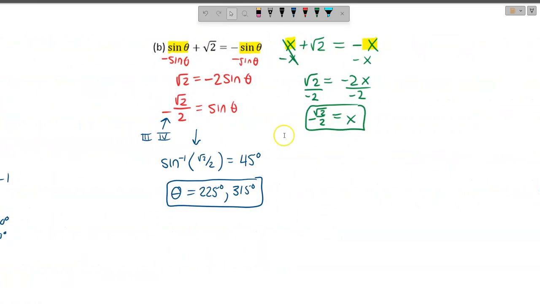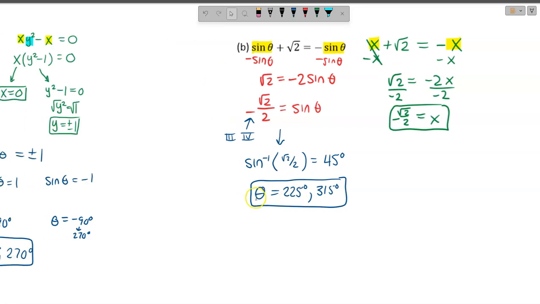As for letter B, we went ahead, identified that we're going to have two answers, one in quadrant 3 and 4. We found the inverse to actually be 45 degrees. That's the reference angle. Notice I dropped the negative sign to use that little trick I showed in class. 225 and 315 are my answers for B.